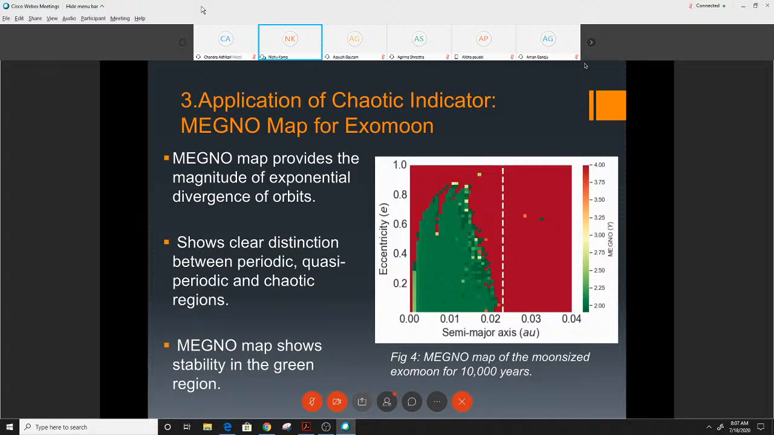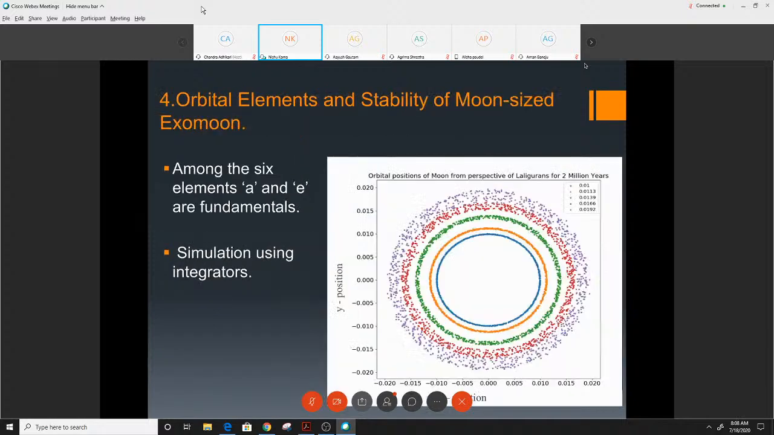Within the green shade of the MEGNO map, we chose 5 different sets of orbital elements and tested the stability of the exomoon. Now, as we know that the semi-major axis is responsible for the shape of the orbit, we first plotted the semi-major axis, and the result is shown on the screen. So this graph here is the orbital positions of the exomoon from the perspective of Laligoras for 2 million years, and we have supposed Laligoras at 0, 0 coordinate. So from here we can conclude that the shape of the orbit is sound.